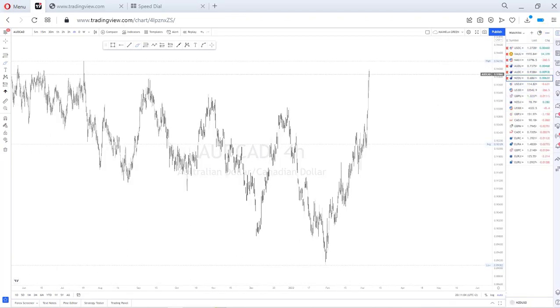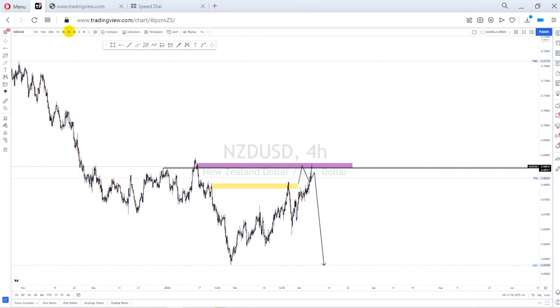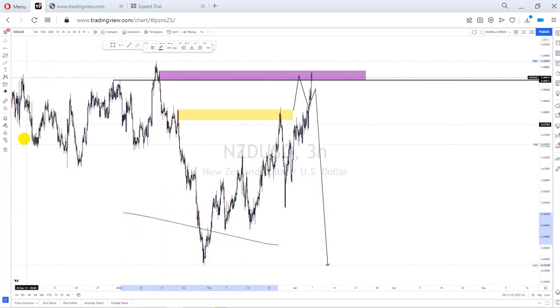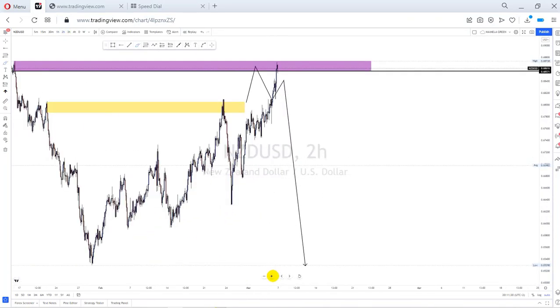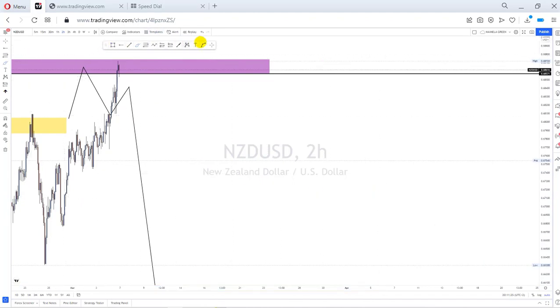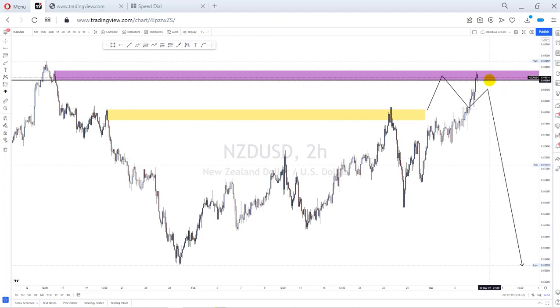So let's go to the last one, which is NZD USD. This is the 4-hour. This one I analyzed from last week. This is a last week analysis. As you can see, the market reached, so what's going on? Okay, the market reached my supply zone here.